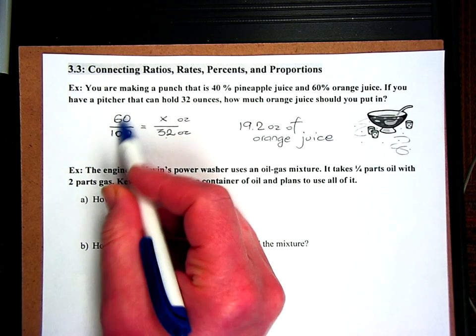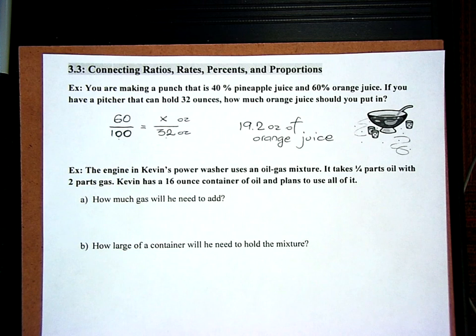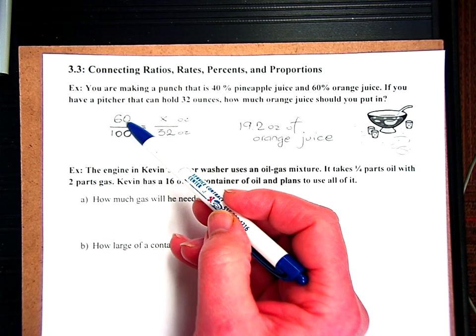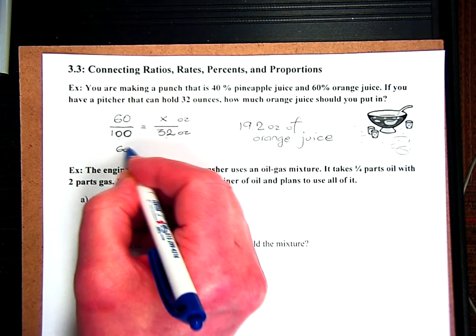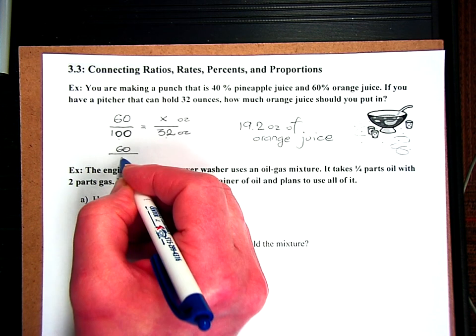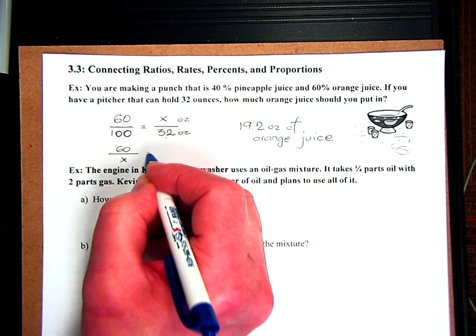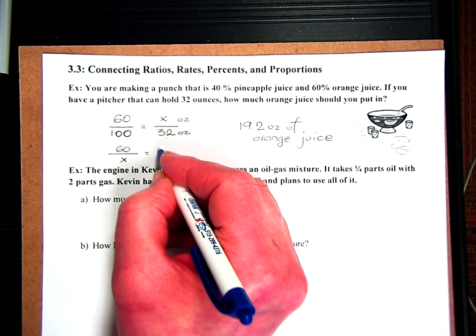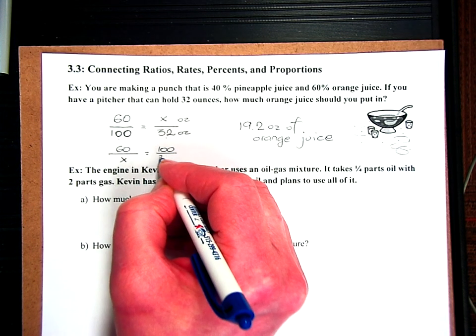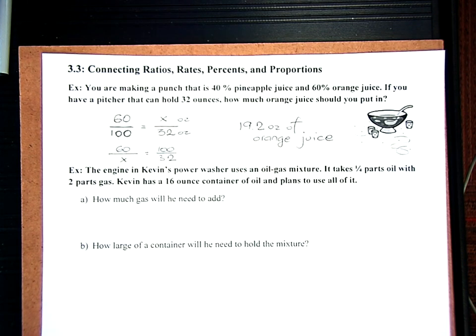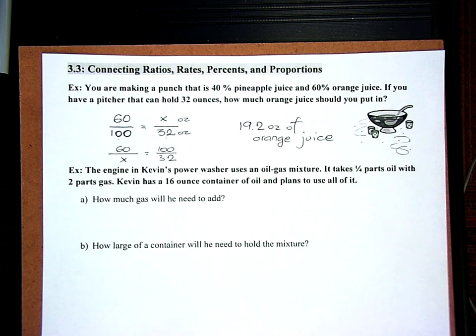Keep in mind, you did not have to set it up this way. You could have also put 60%, so 60% goes with, both of them are parts, and then 100% would go with 32. I mean, there are 4 different ways you could set this up.